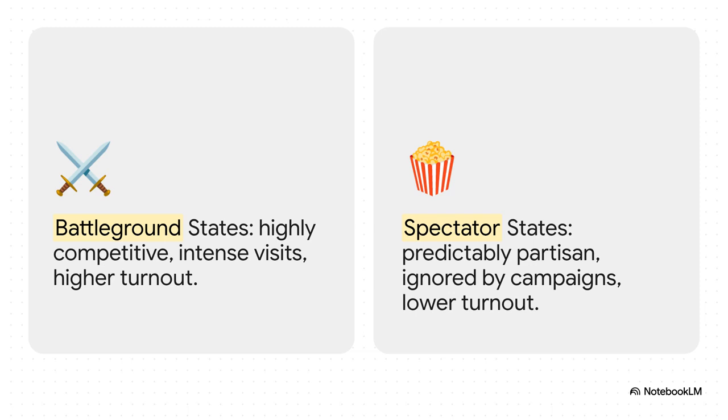On the left, you have the battleground state. These places are hyper-competitive. They get flooded with intense campaign visits, relentless TV ads, and ultimately higher voter turnout. On the right, we have what researchers call the spectator state. Because these states predictably vote one way or the other, national campaigns largely just ignore them. Voters there are basically watching the election happen somewhere else, maybe grabbing a bucket of popcorn, which naturally leads to lower voter participation.